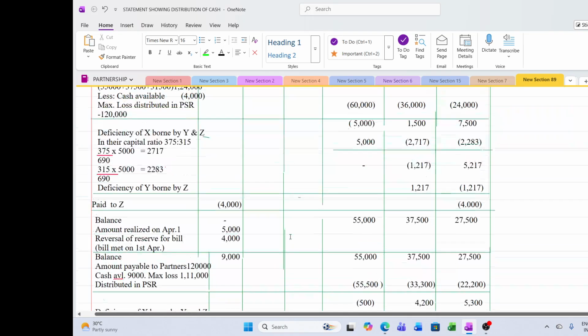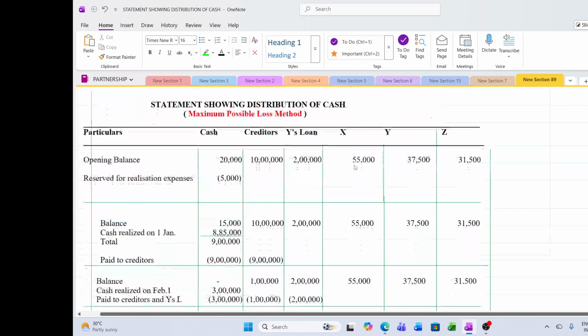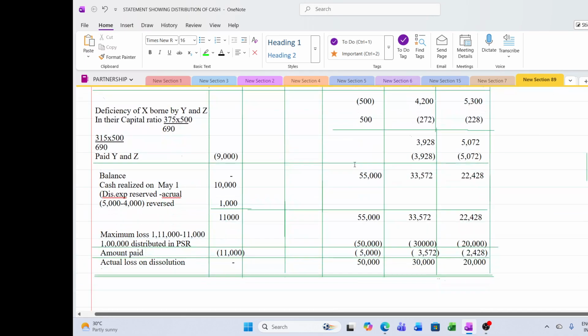Now cash realized on May 1. Cash realized on May 1 is 10,000 rupees, and after that we didn't realize any amount, so this is the last amount, and the realization expenses actually amounted to 4,000 only. But we have reserved 5,000 rupees, so we realized 10,000 rupees, and the balance from the reserve 1,000 rupees. So total available cash is 11,000. We have to make payment of 55,000 plus 33,572 plus 22,428, which comes to 1,11,000. We have only 11,000, so 1 lakh is the loss.